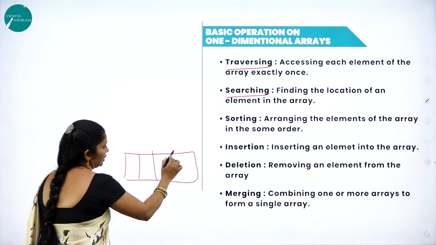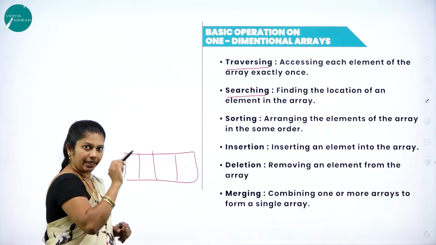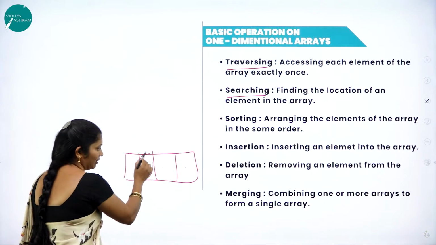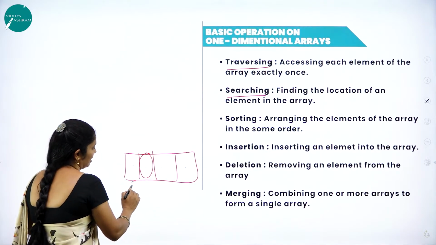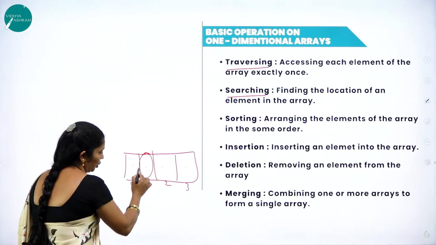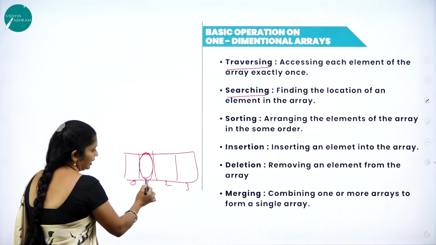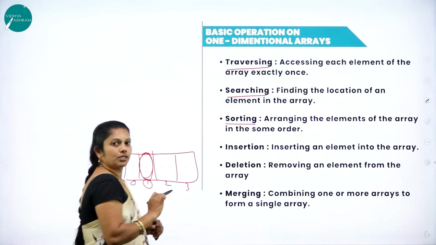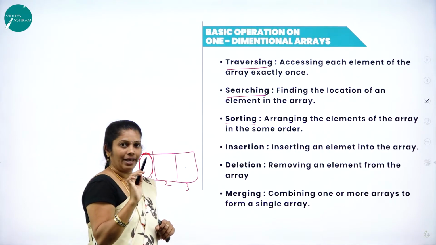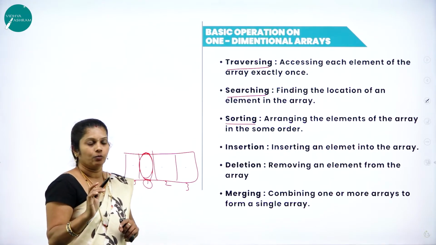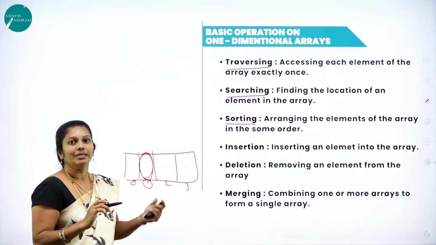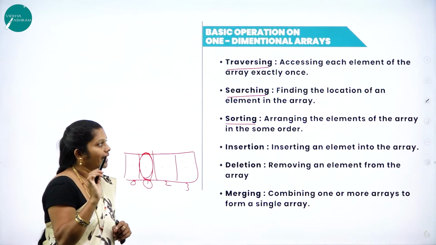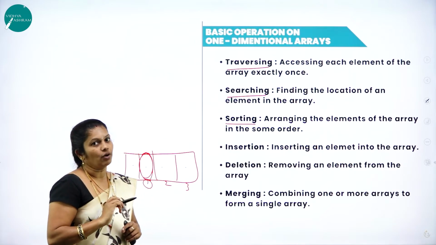Traversing is nothing but visiting each node from the beginning one by one. Searching is identifying the location of an element, where exactly the element is present. For example, 0, 1, 2, 3. If I give this value, then its location is 1. That is searching. Then the next one is sorting. Sorting means arranging the elements of the array in some particular order, which may be increasing order or decreasing order. That is nothing but sorting: arranging the elements of an array in a specific order.